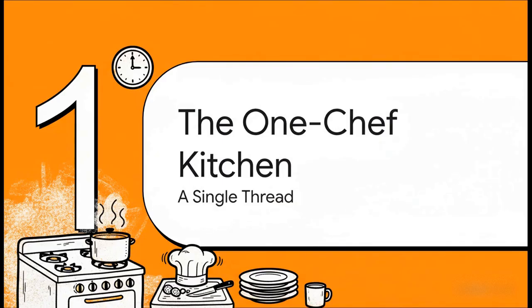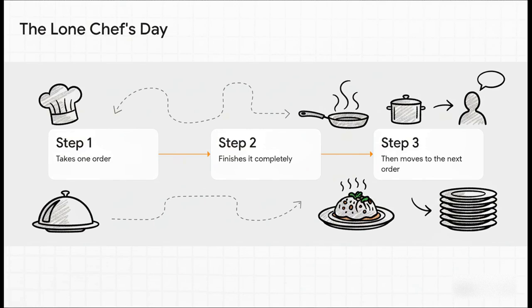All right, so first up, let's picture this: a small, simple kitchen. And in that kitchen, there is just one single chef. This is our starting point, our before picture, a world that operates on just one track. In this kitchen, our lone chef is very methodical. He takes an order, he cooks that entire dish from start to finish. He serves it, and only after all that is done can he even think about taking the next customer's order. Everything happens one after another.